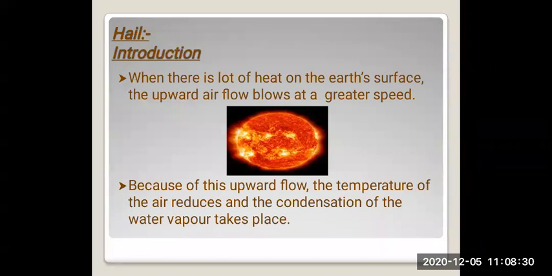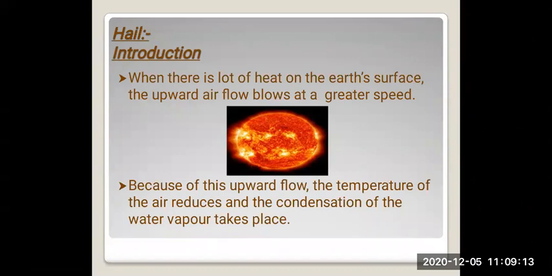First point. When there is a lot of heat on the Earth's surface, the upward air flow billows at a greater speed. When there is a lot of heat on the Earth's surface, students, the air which flows upward has a very fast speed. Because of that upward flow, the temperature of the air reduces and the condensation of the water vapor takes place.